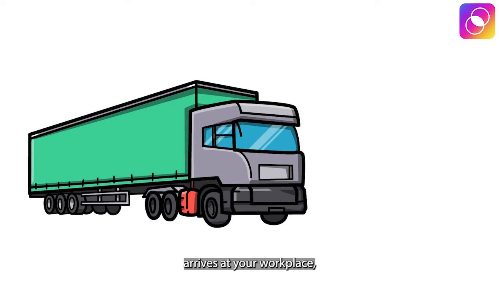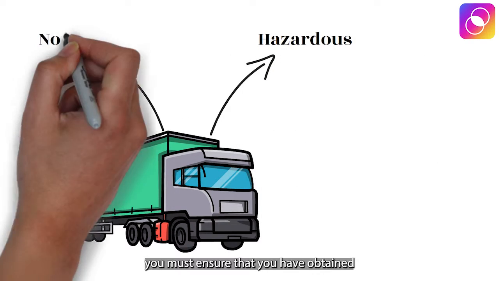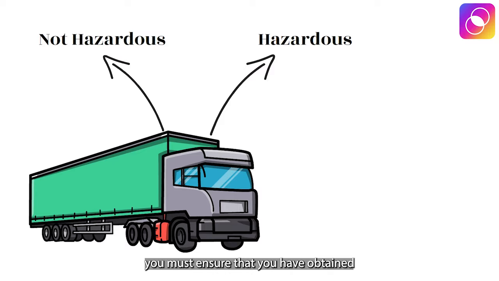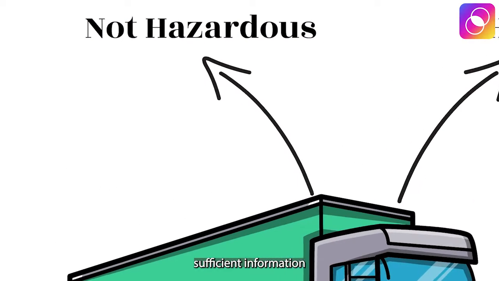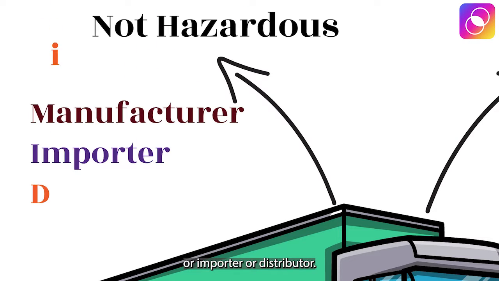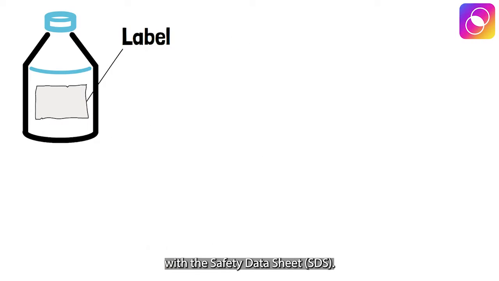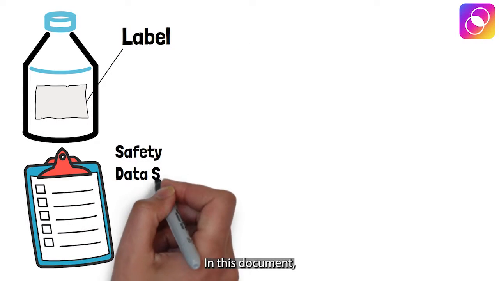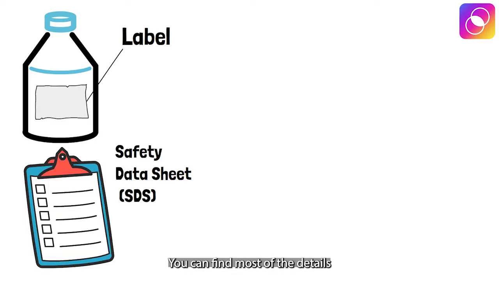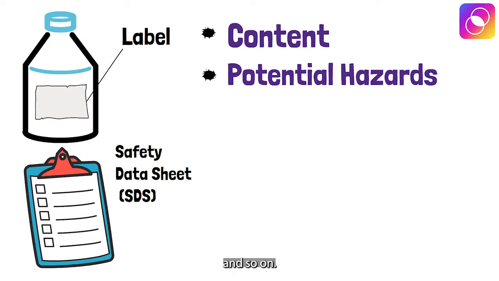Whenever a chemical arrives at your workplace, whether it is hazardous or not, you must ensure that you have obtained sufficient information about the substance from the manufacturer or importer or distributor. You need proper labeling on the container and the Safety Data Sheet (SDS) included. In this document, you can find most of the details such as chemical content, potential hazards, precautions, and so on.